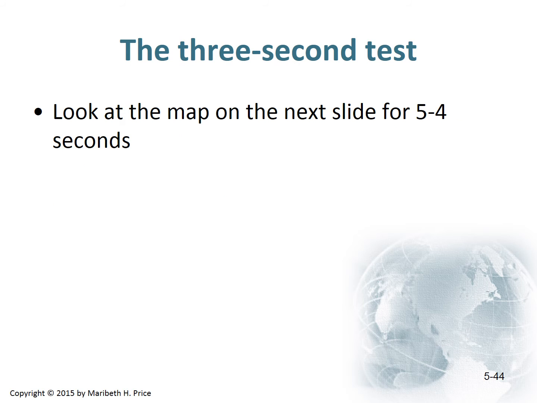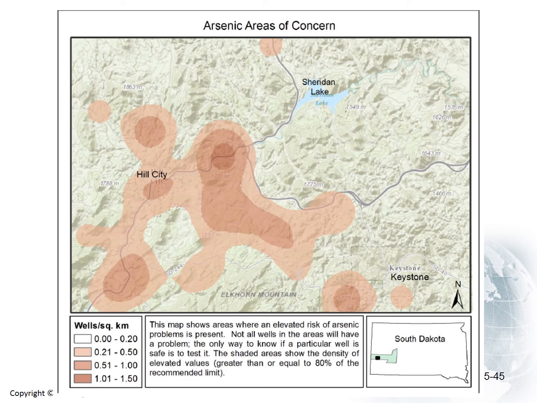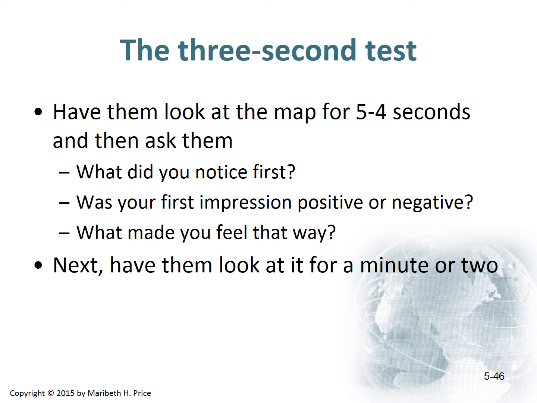3-second test. Look at the map on the next slide for 3 or 4 seconds, and see what you think of it. We've got 4 or 5 seconds here, so look it over. Okay. Now, what was the first thing you noticed? What was your first impression? Was it positive or negative? What made you feel that way? Now have a look for a longer period of time and see what you can come up with.